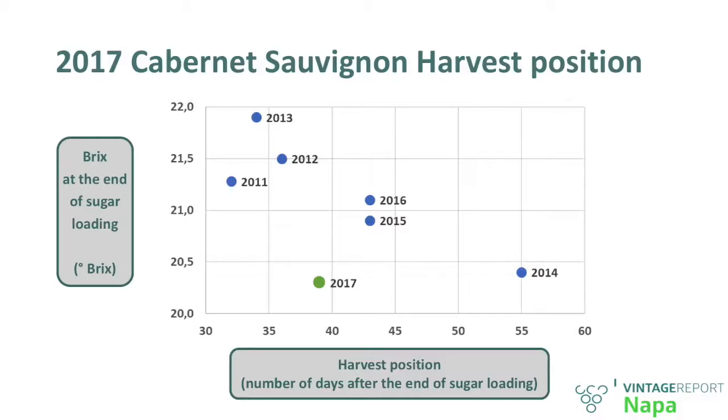You see that we have like early vintage, 11, 12, 13, where you have in average values 1 month, a little bit more, between the beginning of the plateau and the harvest. 14 is a bit extreme. You have almost 2 months between the plateau and harvest. And 17, we are in the average, 40 days, 1 month and a half, between the plateau and the harvest.